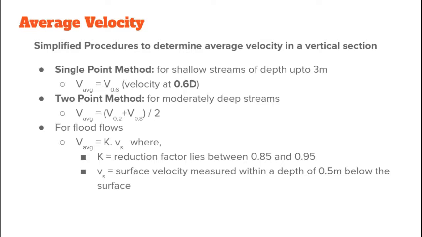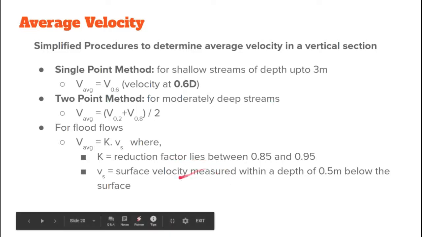Two-point method for moderately deep streams. In this method, V average is estimated as the average of velocities at 0.2 d and 0.8 d. For flood flows, V average is equal to K times Vs, where K is a reduction factor that lies between 0.85 and 0.95, and Vs is the surface velocity within a depth of 0.5 meter below the surface.